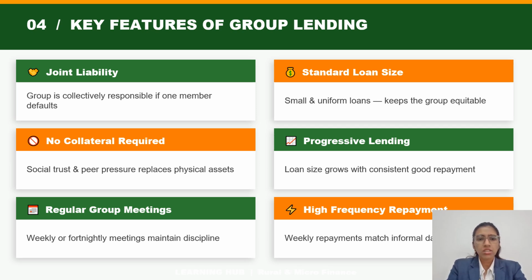Fourth, standard loan size. Loans are small and uniform. No one gets a dramatically bigger loan than others. This keeps the group fair. Fifth, progressive lending. As the repayment improves, your loan size increases. This is a big incentive to repay on time. And the last, sixth, is high frequency repayment. Weekly repayment matches the cash flow of informal workers, right? So the small amounts, frequently, are easier to manage.